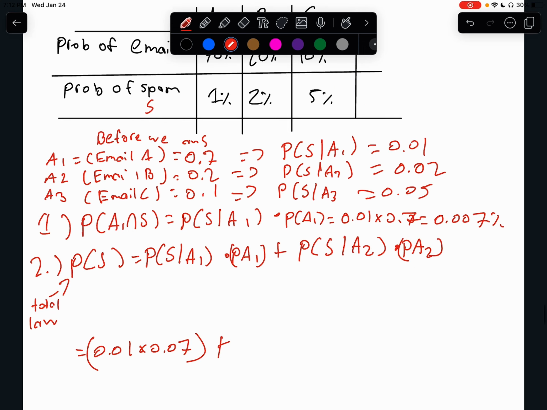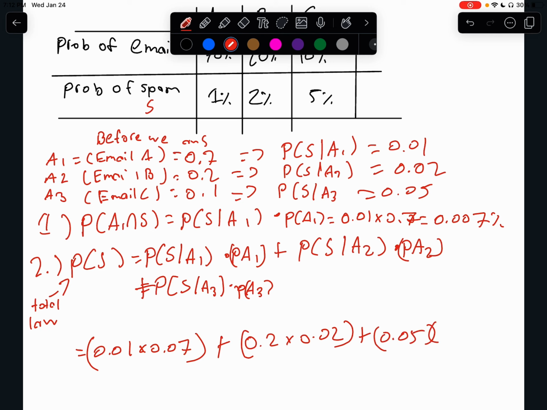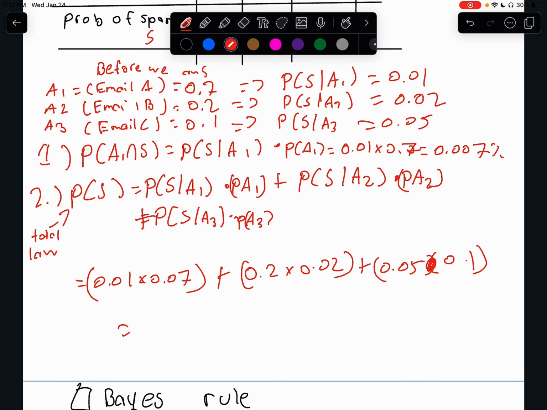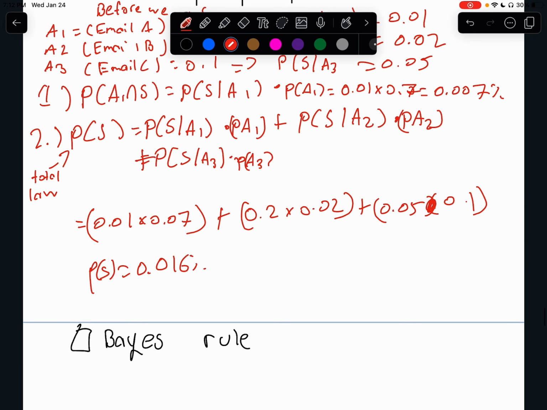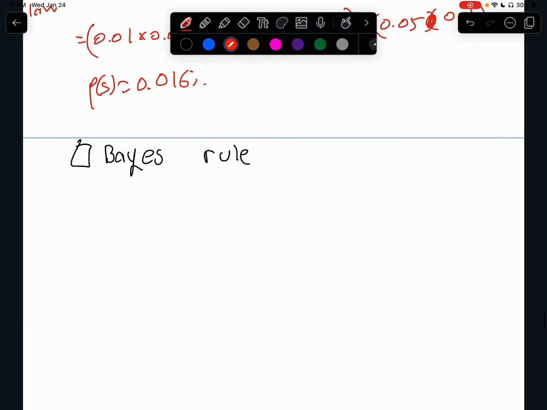This is, right, if we look up, 0.2 times 0.02. Right. Plus, next one, probability of S given A3 occurs, multiplied by probability of email 3 being used, which is 0.05, times 0.1. This will equal probability of spam, 0.016%. All right.